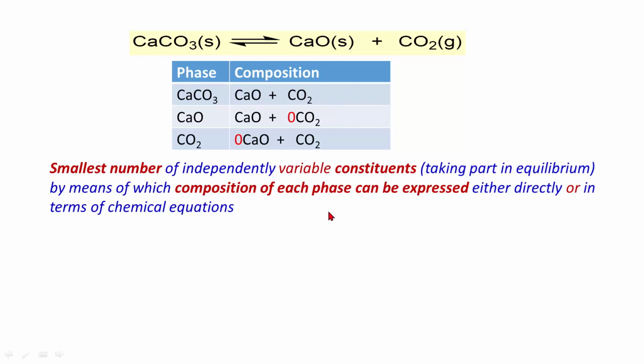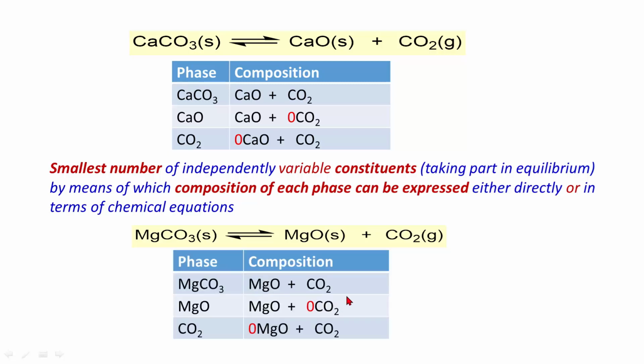Definition we have discussed for component is smallest number of independently variable constituents taking part in the equilibrium by means of which composition of each phase can be expressed either directly or in terms of chemical equations. In case of decomposition of magnesium carbonate, number of components are equal to 2.